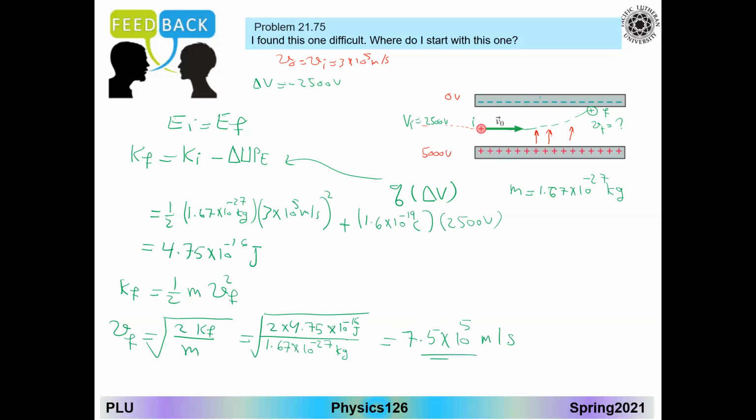We expected to see that this charge will speed up when it hits the upper plate, with a speed of 7.5 power to the 5 meters per second.